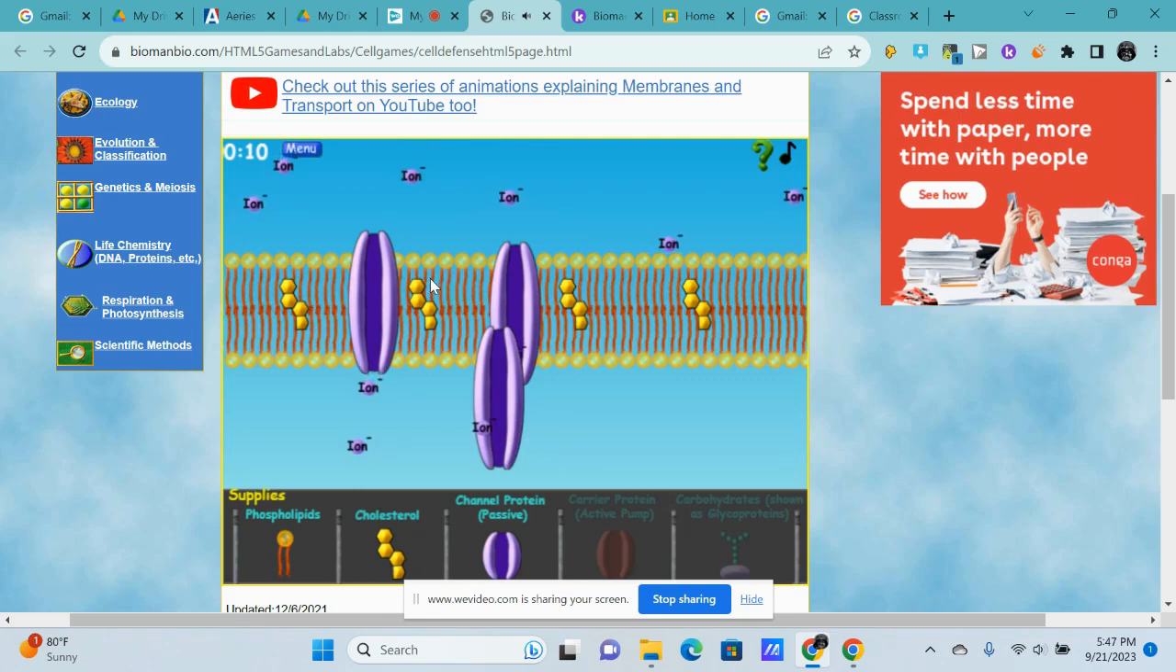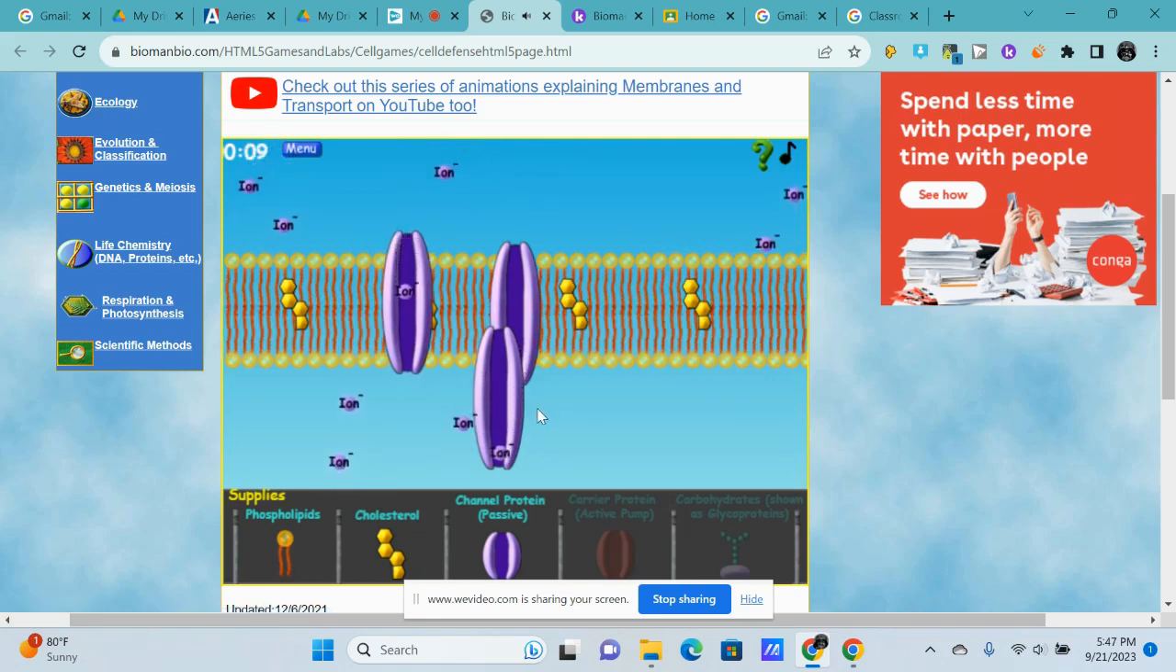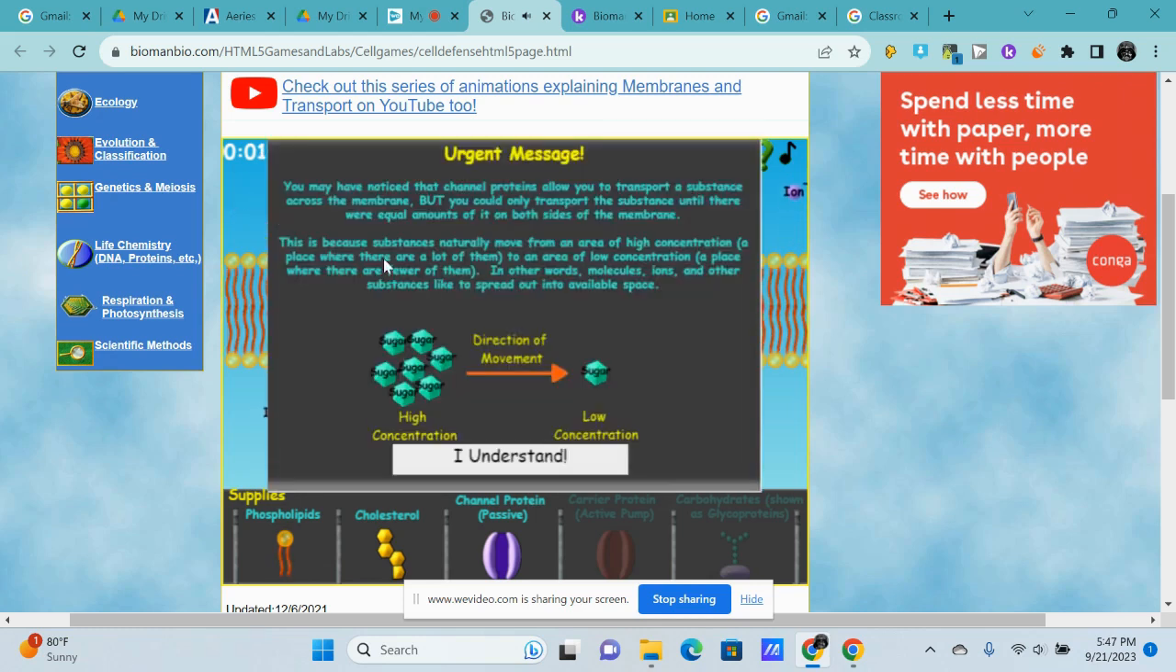I can't move this guy for some reason. I can move this guy. Boom. This guy's stuck. All right, this ion's going to go in there. Oh, it missed it. Oh, well, now it's even. So they only move until there's equal amounts on each side. All right, there were equal amounts on both sides, so that's good.